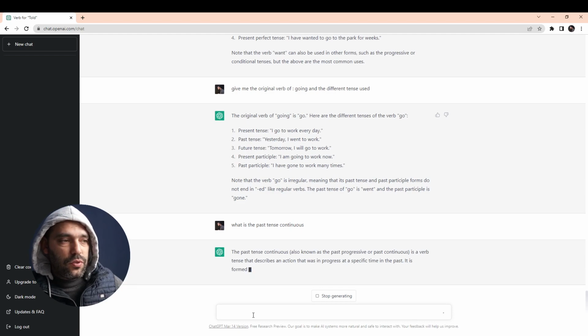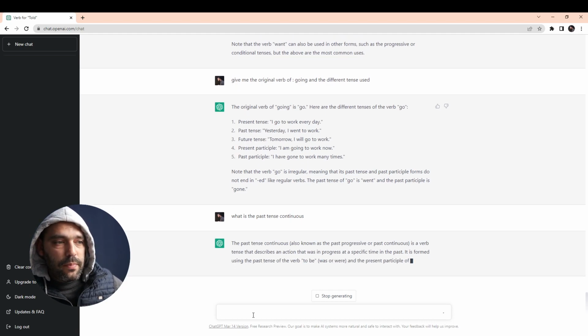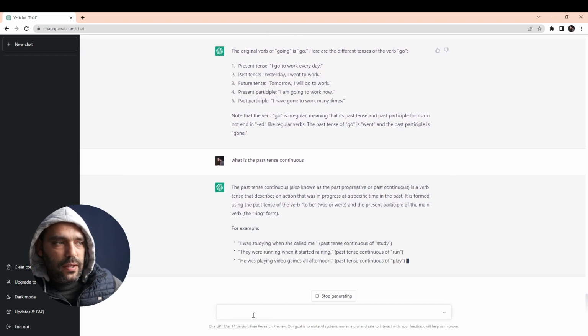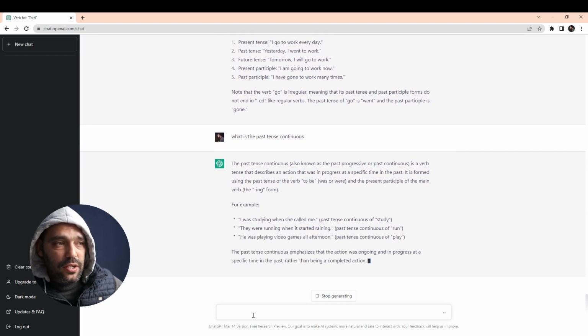The past tense continuous, also known as the past progressive or past continuous, is a verb tense that describes an action that was in progress at a specific time in the past. It is formed using the past tense of the verb to be, was, were, and the present participle of the main verb.